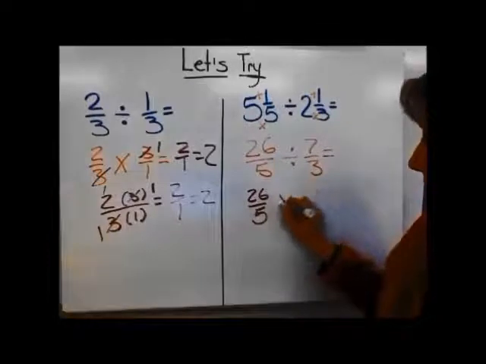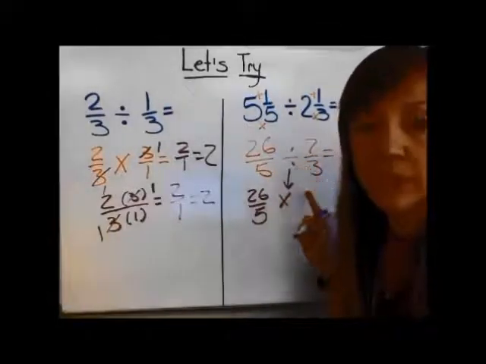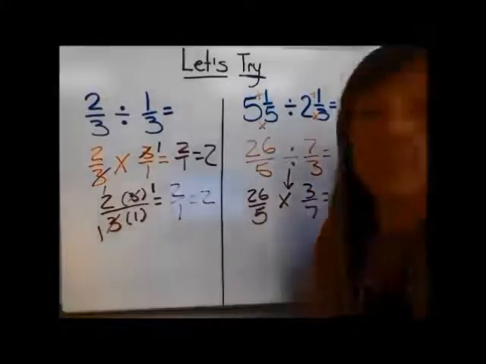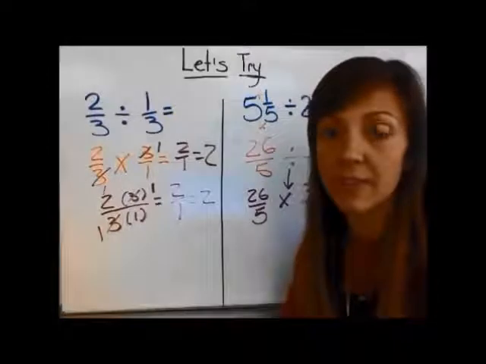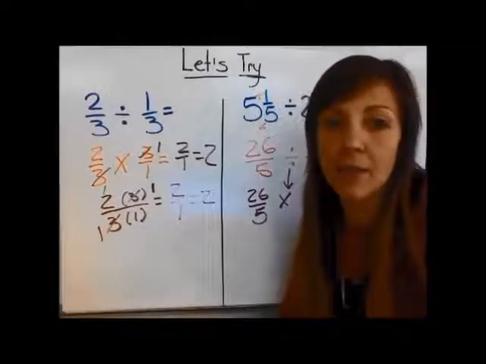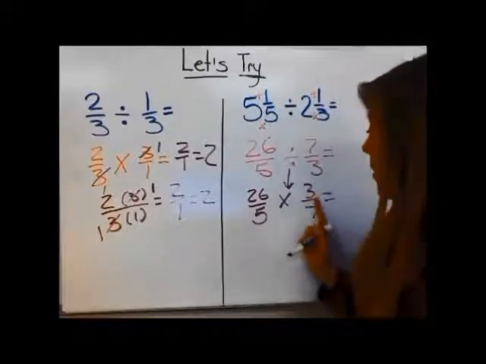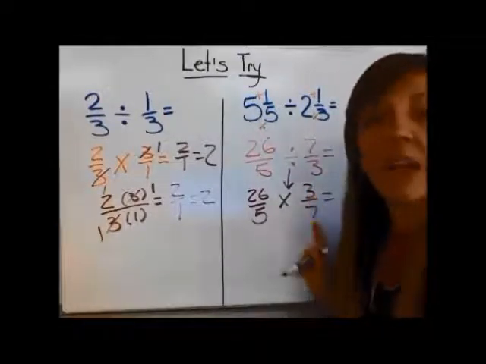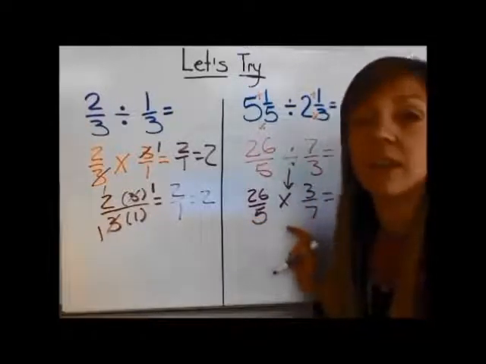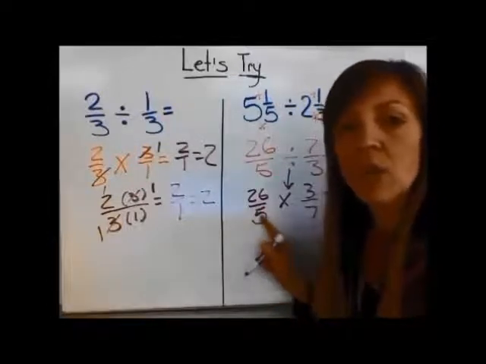Stay, switch division to multiplication, and flip 7/3 to 3/7. Now I'm going to top and bottom simplify if I can. I'm going to look at my top numbers and my bottom numbers to see if I can simplify. 3 is not a common factor with anything down here, and 26 is not a common factor with anything down here. So I can't simplify it. I just have to multiply straight across.